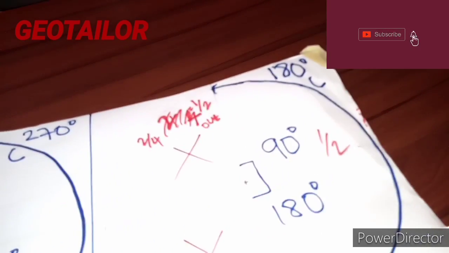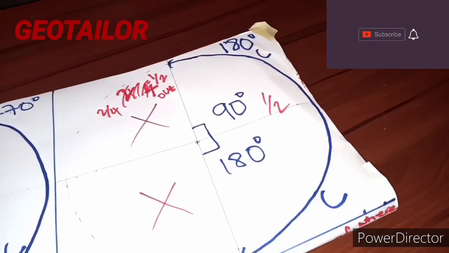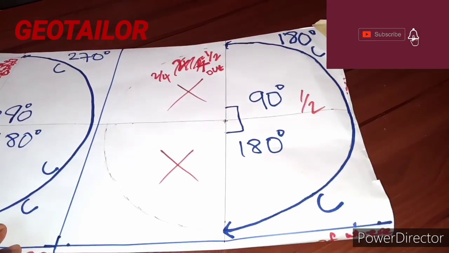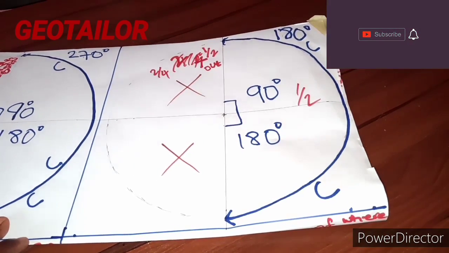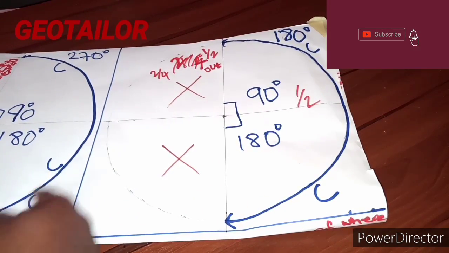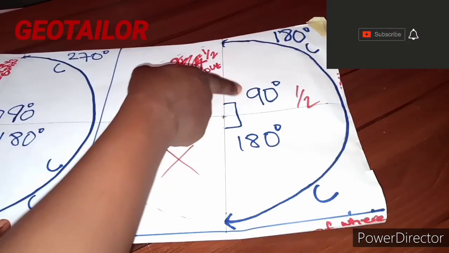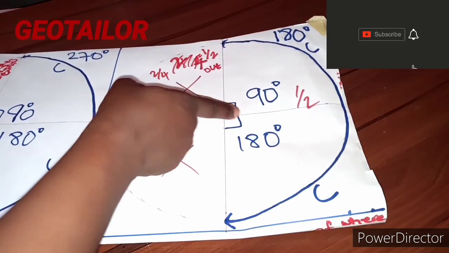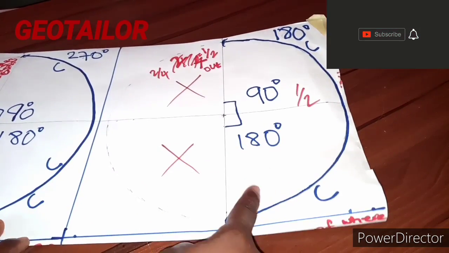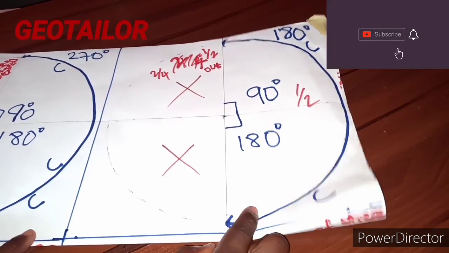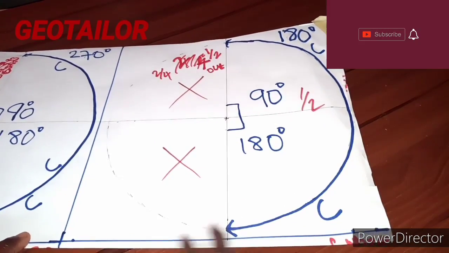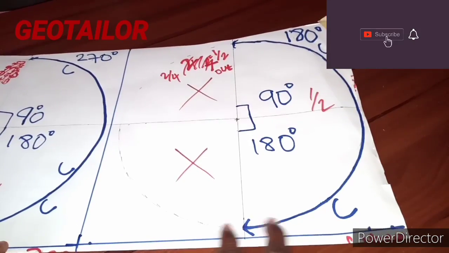The next one on my list is 180-degree circle, and as you can see here, it covers 2 quadrants out of the 4 quadrants. It covers the first quadrant at 90 degrees and the second quadrant from here to here 180 degrees, hence the name 180-degree circle. So it is also called a half circle flare.